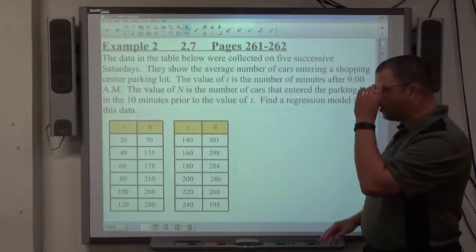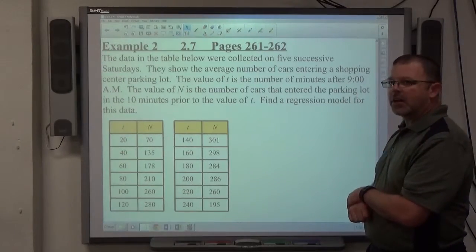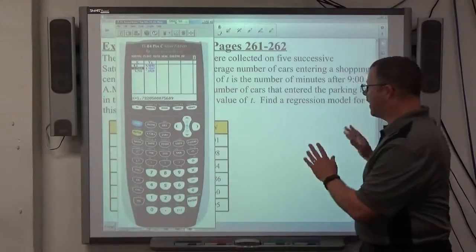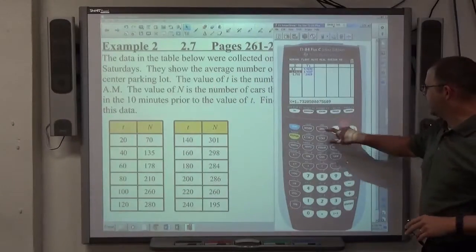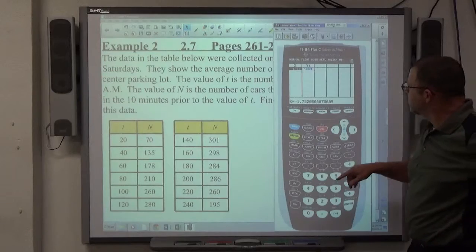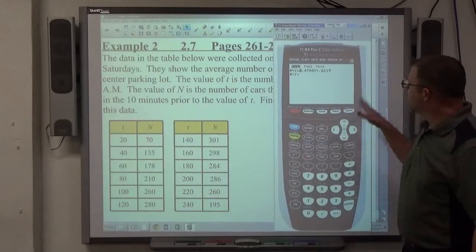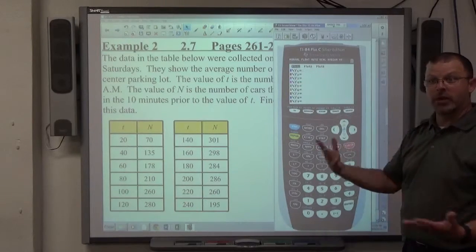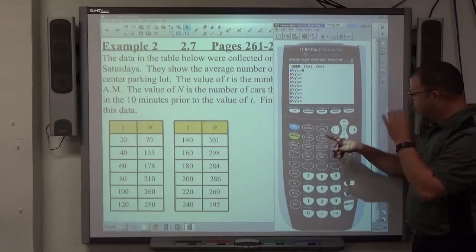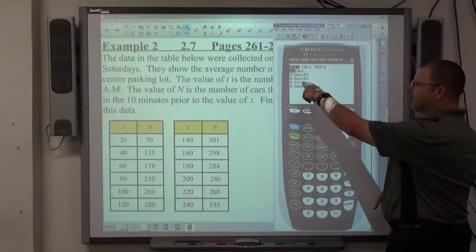So again, job 1 is to enter the data in our calculator. And again, I've already got a problem entered in here, right? So I want to clear out everything I've got in here. I'm going to clear out my table. And I'm going to go to y equals. I'm going to clear out my equation. I'm going to keep plot 1 turned on because I'm going to want to do a scatter plot, so that's fine. I'm going to go to my stat, and I want to do clear list.